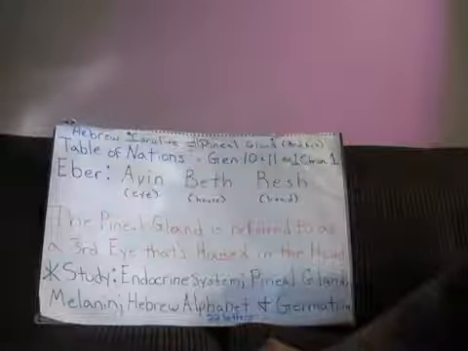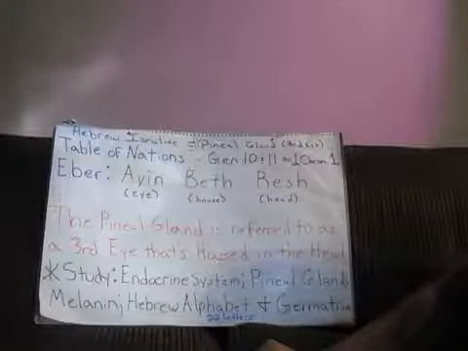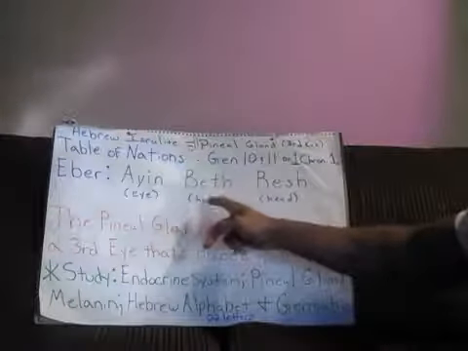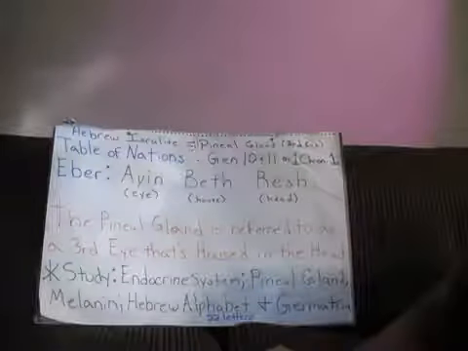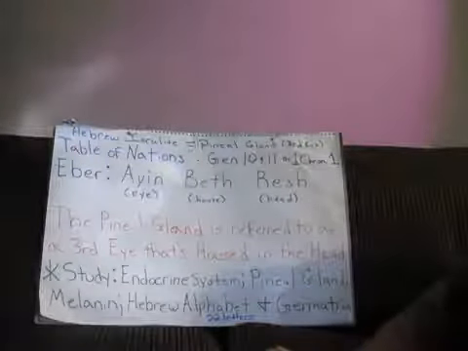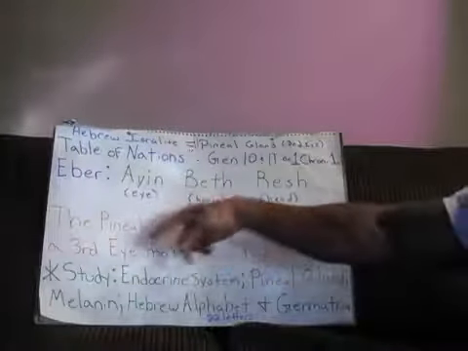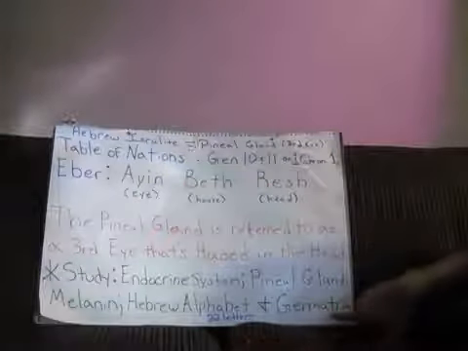So if you go look up the Hebrew alphabet, which I think you should study, and I'll do a video on it. Ayin translates to eye, Beth translates to house, Resh translates to head. So once you get to studying the alphabet, you're going to learn that each letter not only represents a thing, it also has a number value. So when you get into what's called gematria, that's another study.